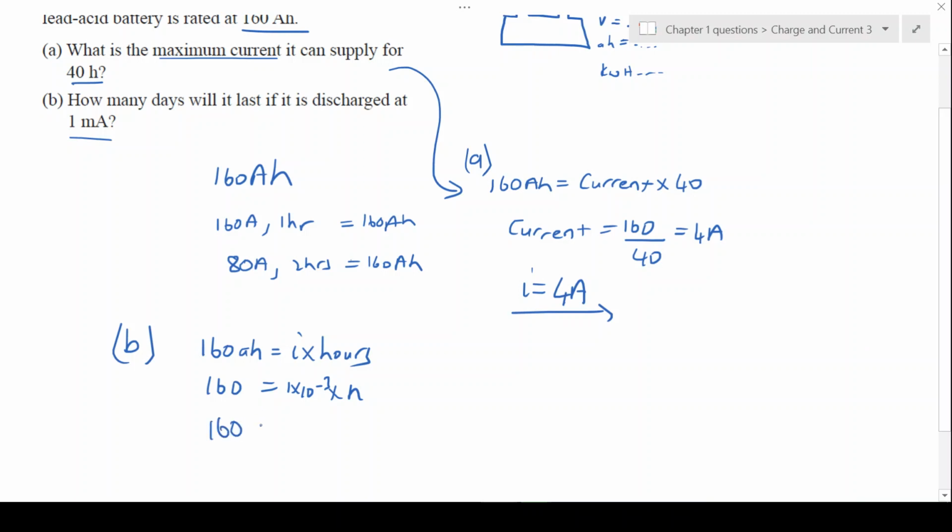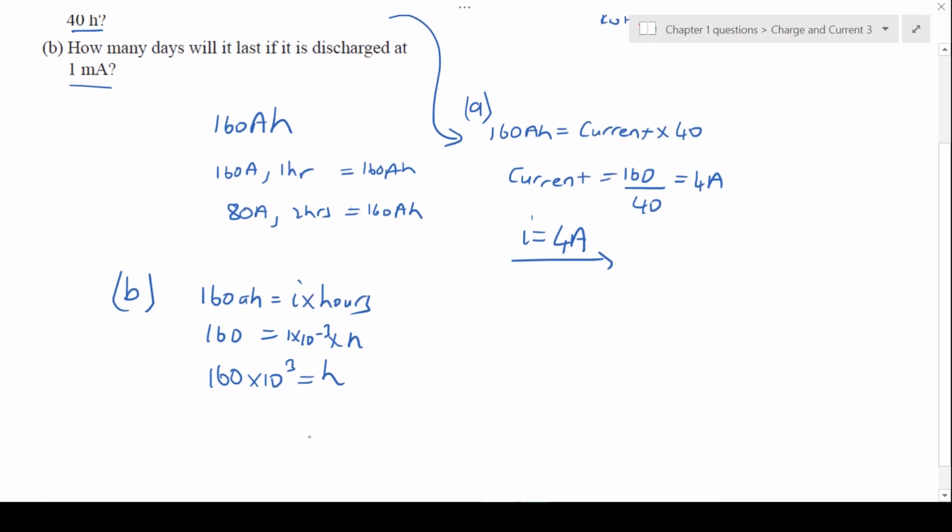160 times 10 to the power 3 is going to give me the number of hours that this battery will take till it's fully discharged. Now, how can I get how many days that will be? I should be able to just divide this by 24, and that's going to tell me how many days it would take for this battery to fully discharge. So if I divide this by 24, I get a value of 666.66 days.